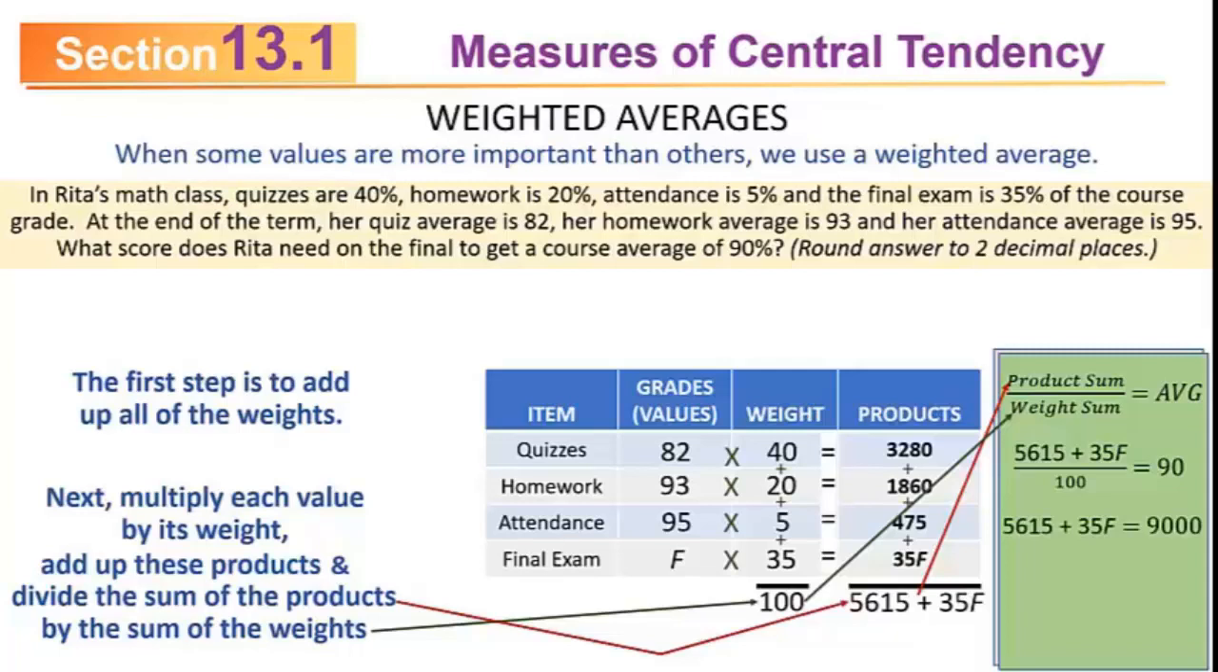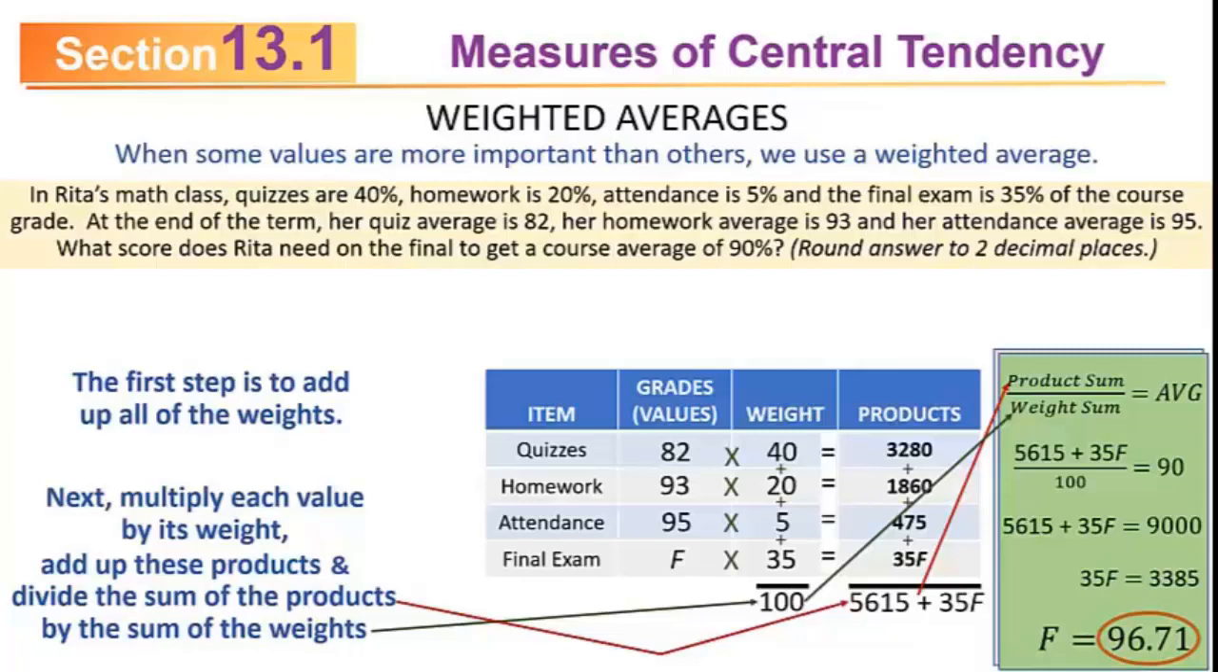And if you multiply both sides of that equation by 100 to get rid of the fractions, you'll end up with 5,615 plus 35F is equal to 9,000. Then subtract 5,615 from both sides and divide by 35, and you'll find out, rounded to 2 decimal places, that Rita would need to make a 96.71 on her final to get a 90 average in the course.